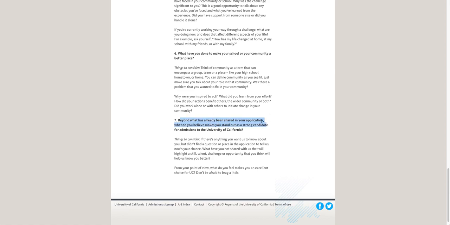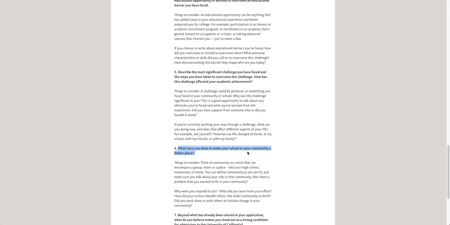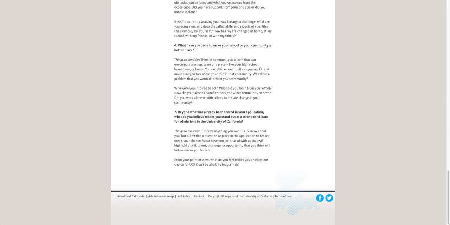Beyond what has already been shared in your application, what do you believe makes you stand out as a strong candidate for admissions to the UCs? So basically, this is a very vague, overarching prompt. It just relates to basically this, what did you do to make yourself better or to better your community? What challenge have you faced? What's your greatest skill? It's basically like any of these prompts in this one prompt.